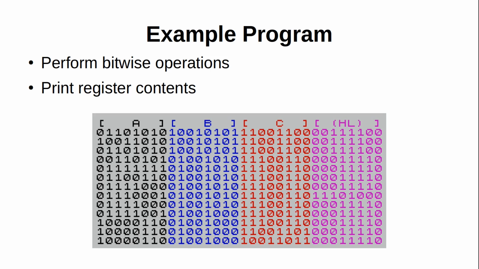The simplest way to do that is to simply perform some operations on registers in memory, and then print the results in binary to see how they work on a bit level. On the Spectrum, we can use color coding to make it easier to pick out which bits are for which value. So let's go to the code.